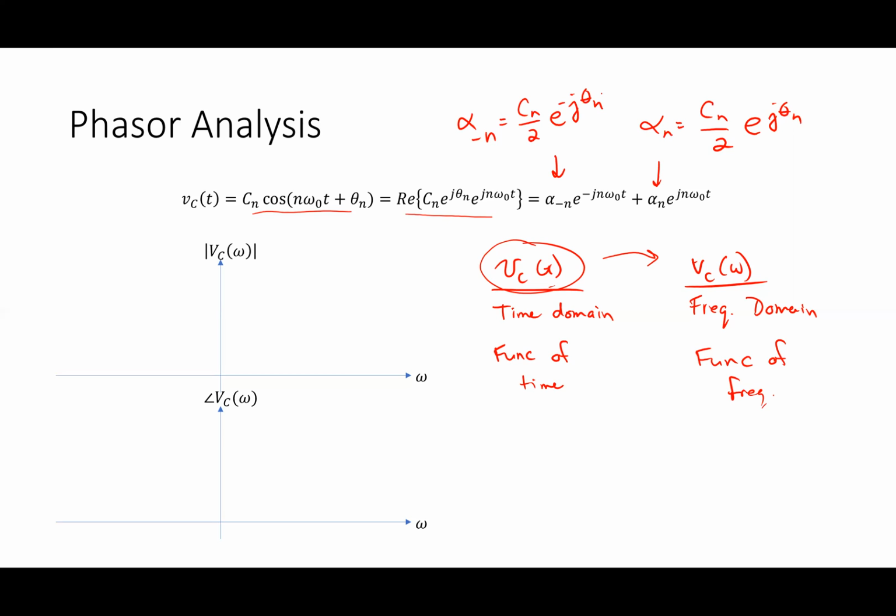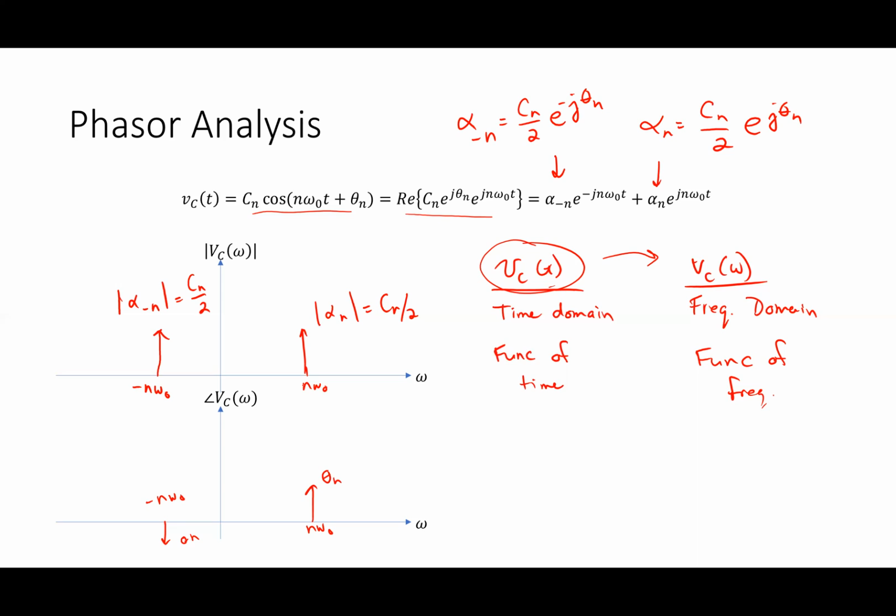And the way we said we do this is we say, well, at the frequency n omega naught, this guy has a magnitude alpha n, which is Cn over 2, and an alpha minus n magnitude, which is the same, at negative n omega naught, and a negative theta n here at negative n omega naught, and at n omega naught, an angle theta n, okay? All right, so how do we approach this guy?